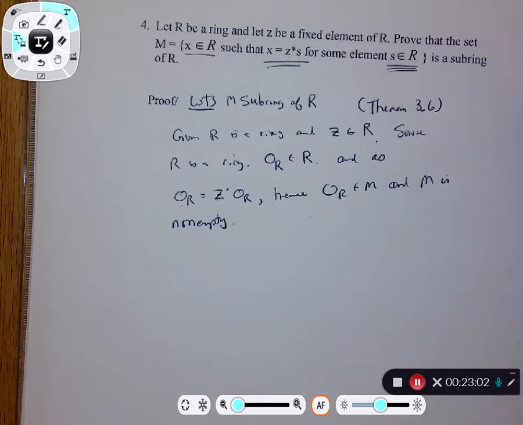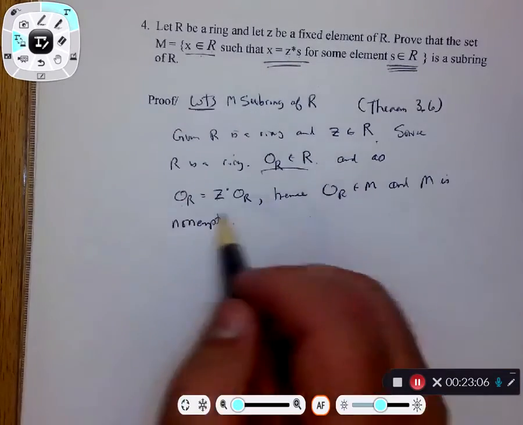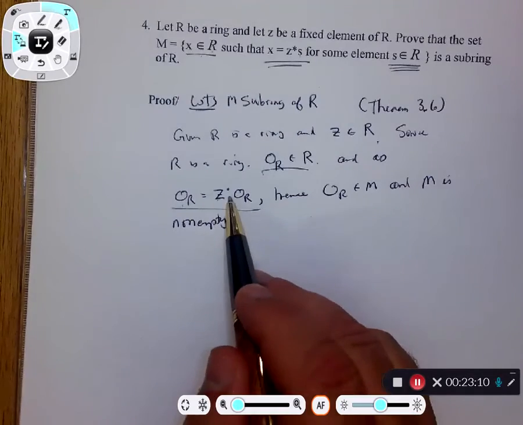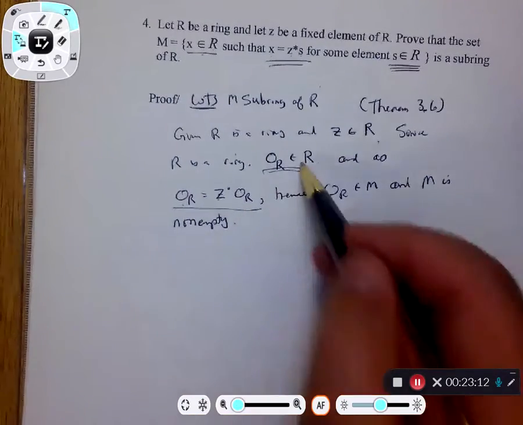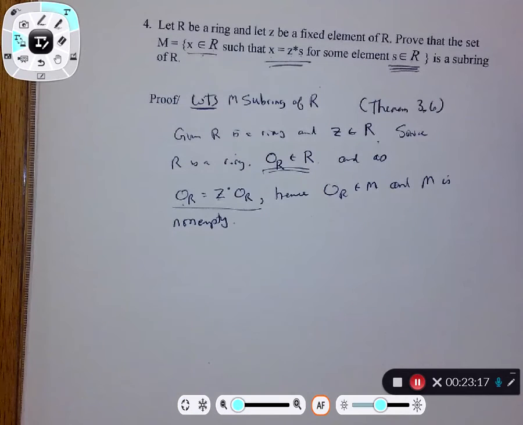So all things have been satisfied. Three things. 0 in R is an element of R. 0R equals that equation structure, Z times 0 in R, where again that 0 in R came from R. So all three parts have actually been checklisted there. So 0R is an element of M, and M is non-empty.